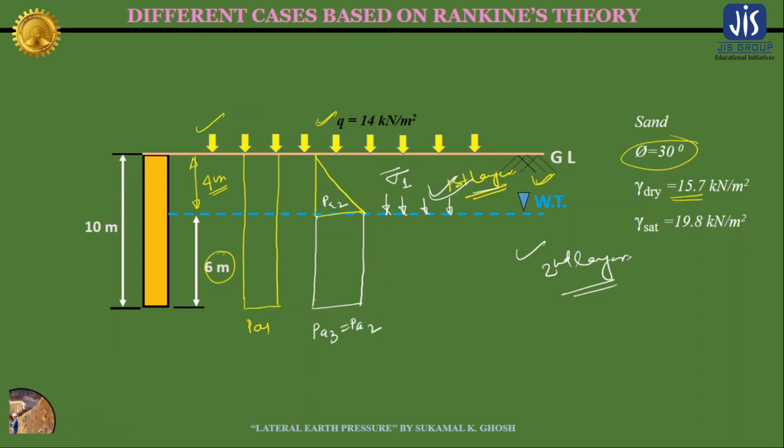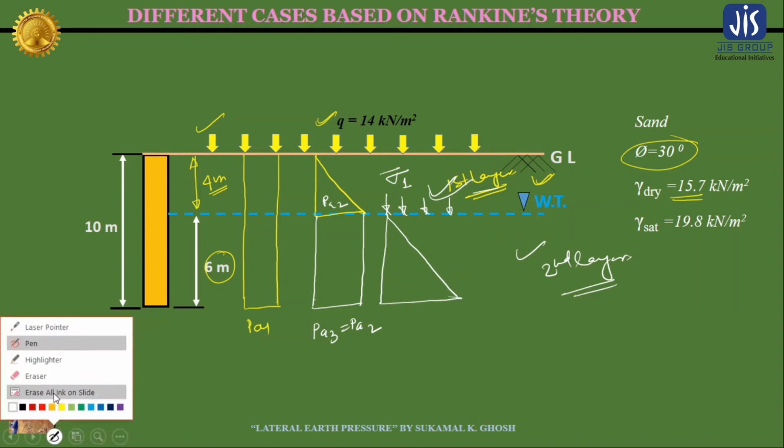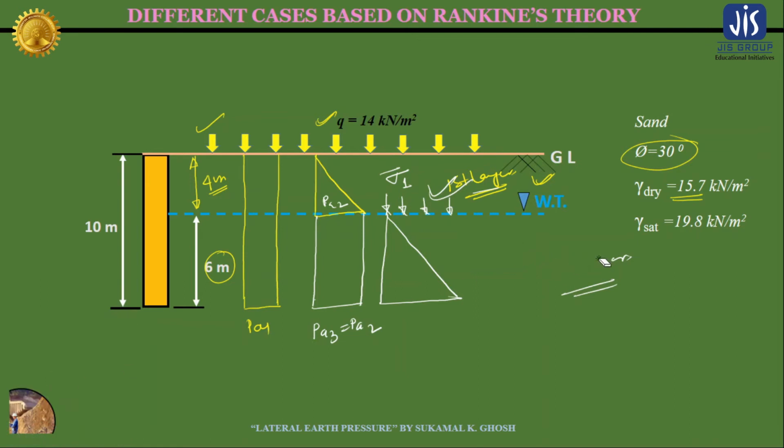Now if you consider the second layer, for the geostatic condition the pressure distribution diagram will be this, and let me rub it. For the hydrostatic condition, or for the water, this will be the pressure distribution diagram, right? Suppose this is Pa4 and this is Pa5. So how can we calculate the Pa4?